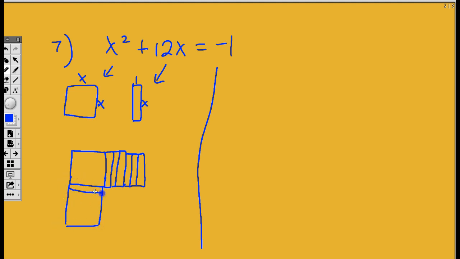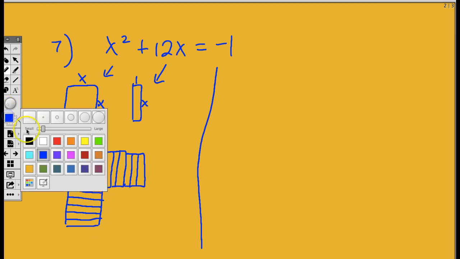Okay, 1, 2, 3, 4, 5, 6. Okay, so then that's what we did. We created x squared with the x squared and the 12x. This is what we have. And we already know, let's use common sense, that this is not a complete square.